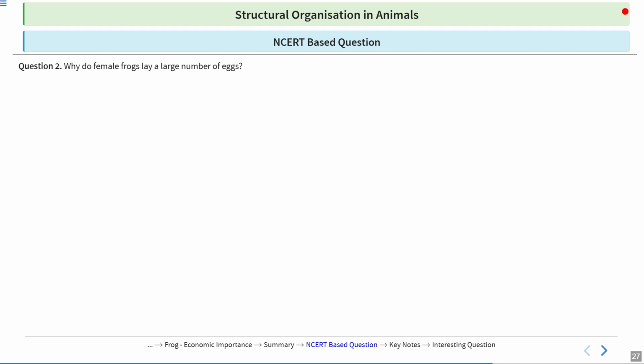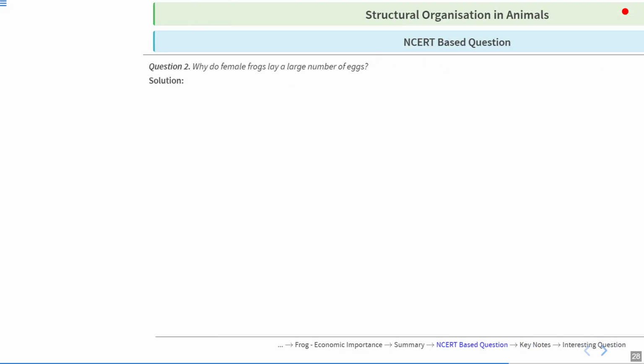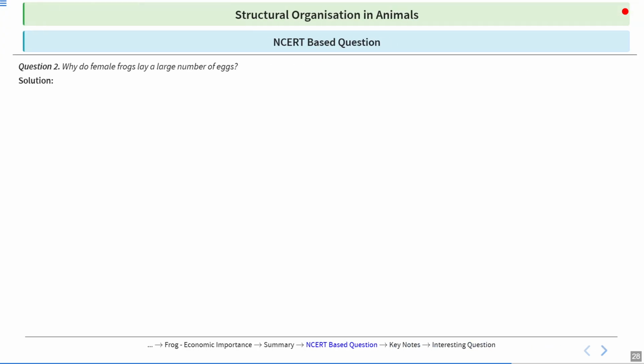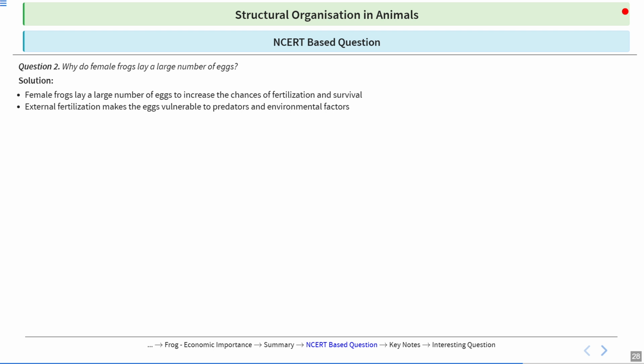Second, why do female frogs lay a large number of eggs? Let us see the answer. Female frogs lay a large number of eggs to increase the chances of fertilization and survival. External fertilization makes the eggs vulnerable to predators and environmental factors. There are many predators that can harm these eggs. They can eat those eggs. So they release a large number of eggs.